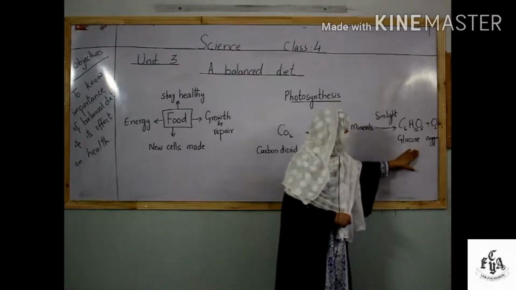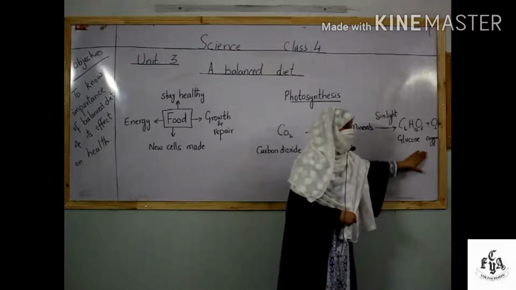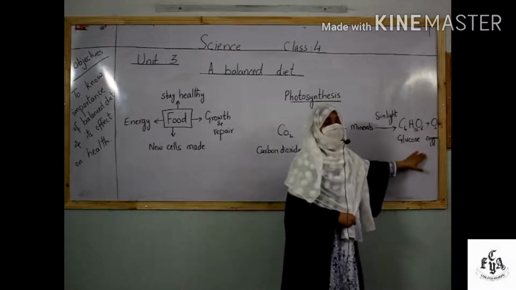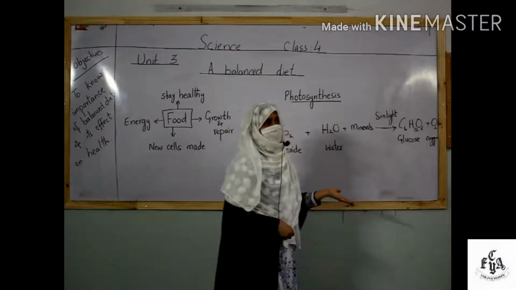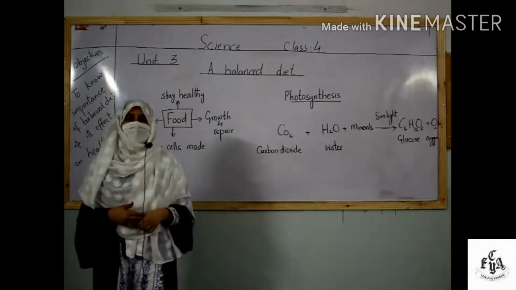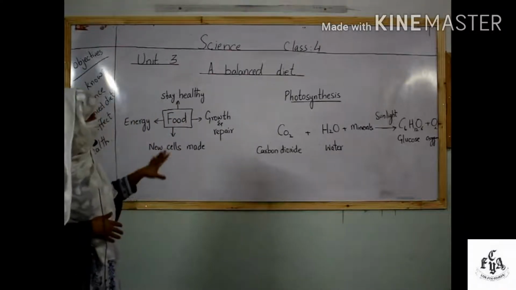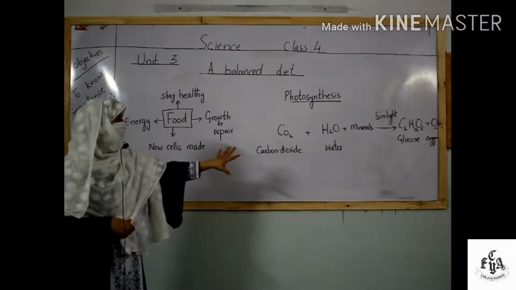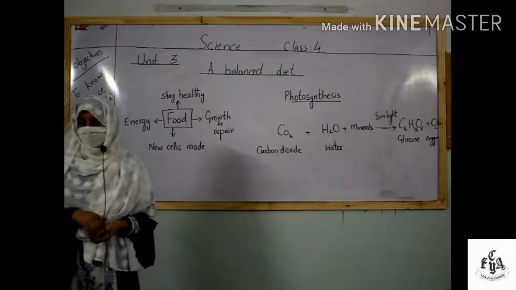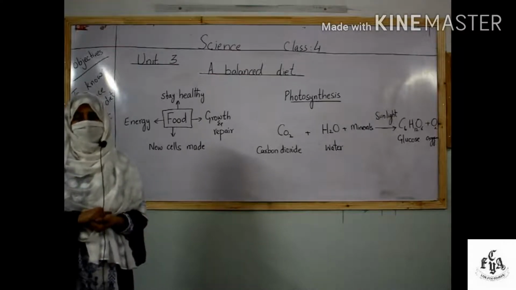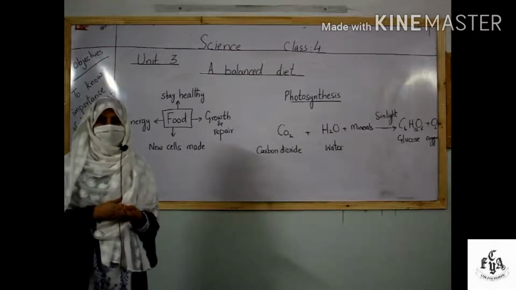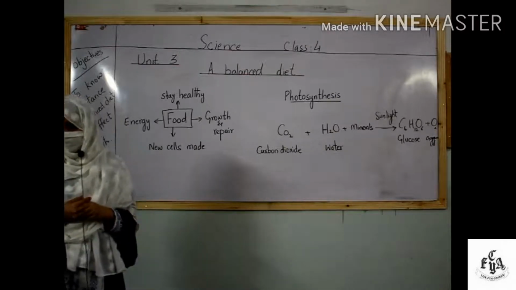And apart from this glucose, oxygen is also produced in this photosynthesis process, and this oxygen is given to the atmosphere. And that oxygen, we, the living things, the animals and the human beings, are taking for our breathing. So plants prepare the food with the help of this process. Sometimes in some plants the food becomes extra, so that food is stored in different parts of the plant as well.